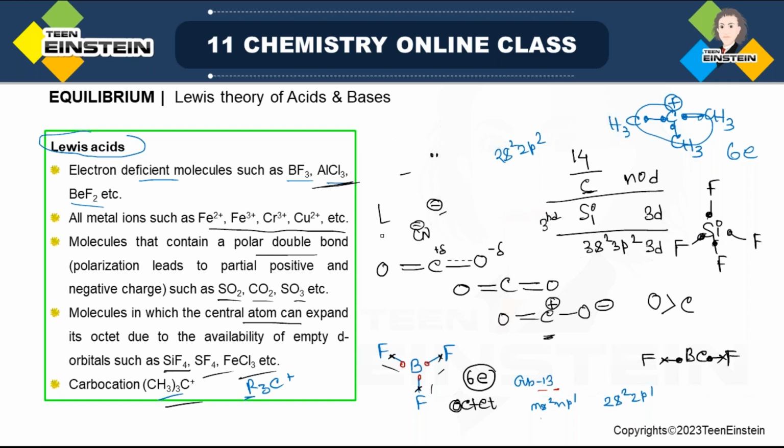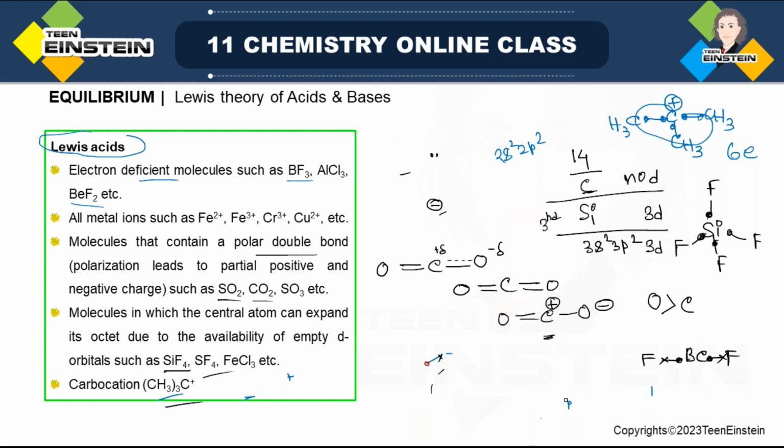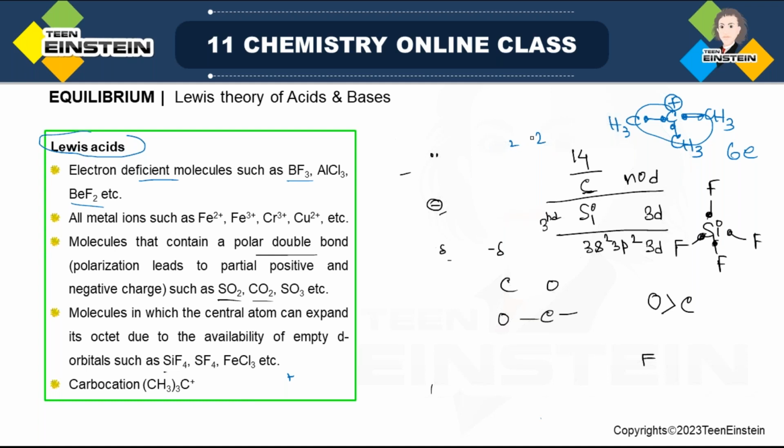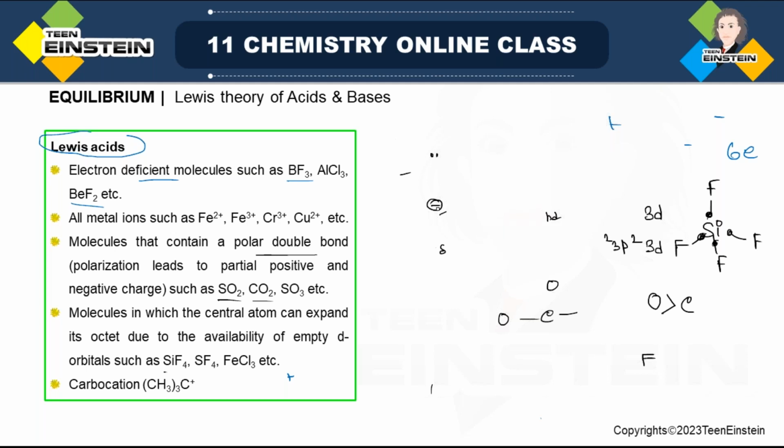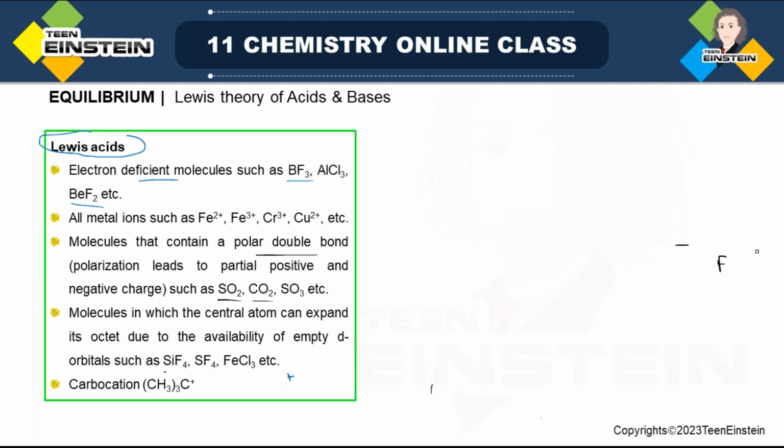Next we will see examples of Lewis base. So Lewis acid is an electron pair acceptor, but Lewis base will be the reverse. That is, it will now donate an electron pair. So if a Lewis acid is showing acidic behavior, obviously there must be a Lewis base also.